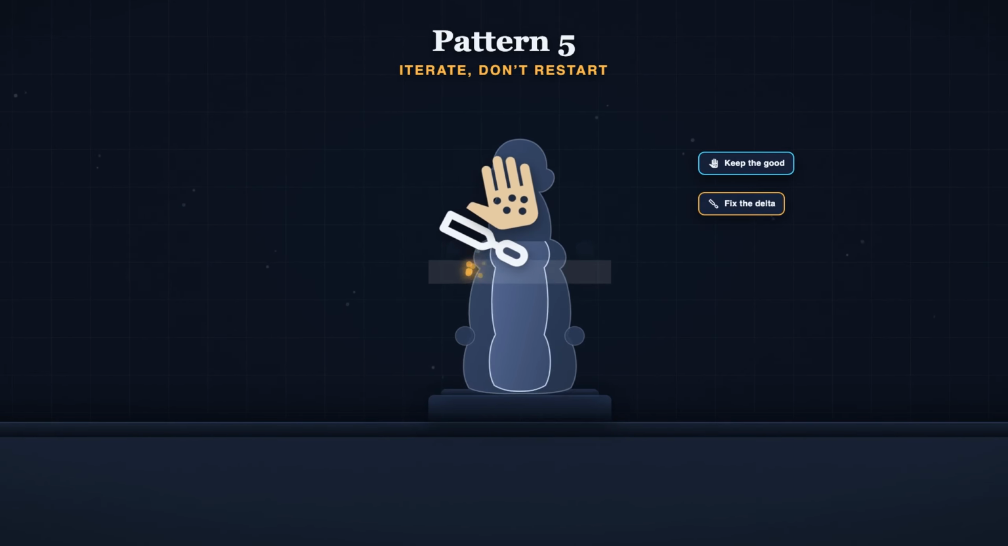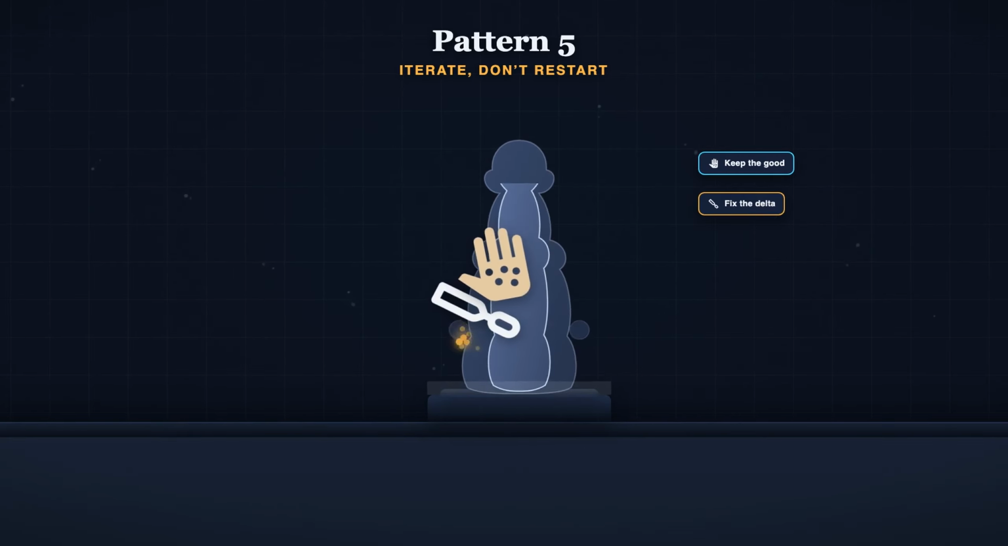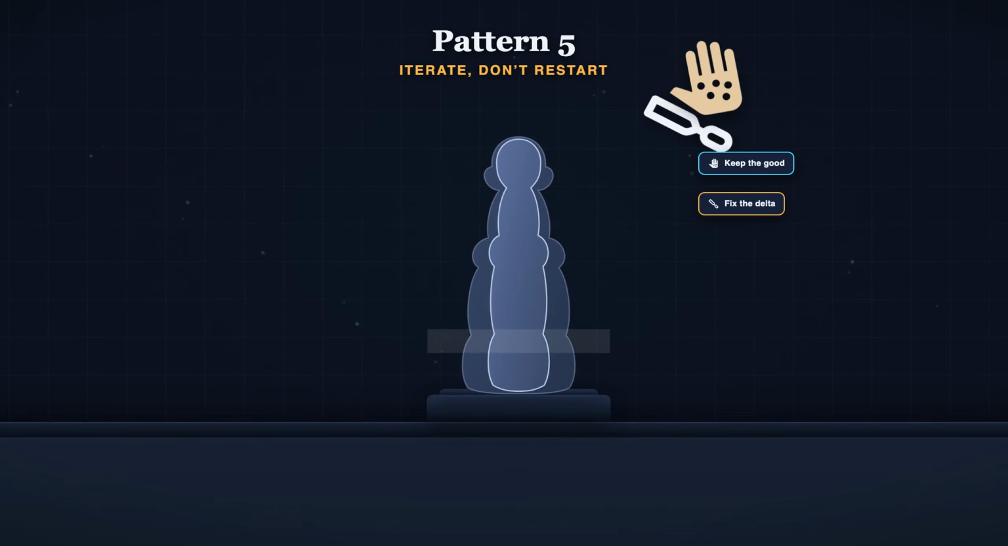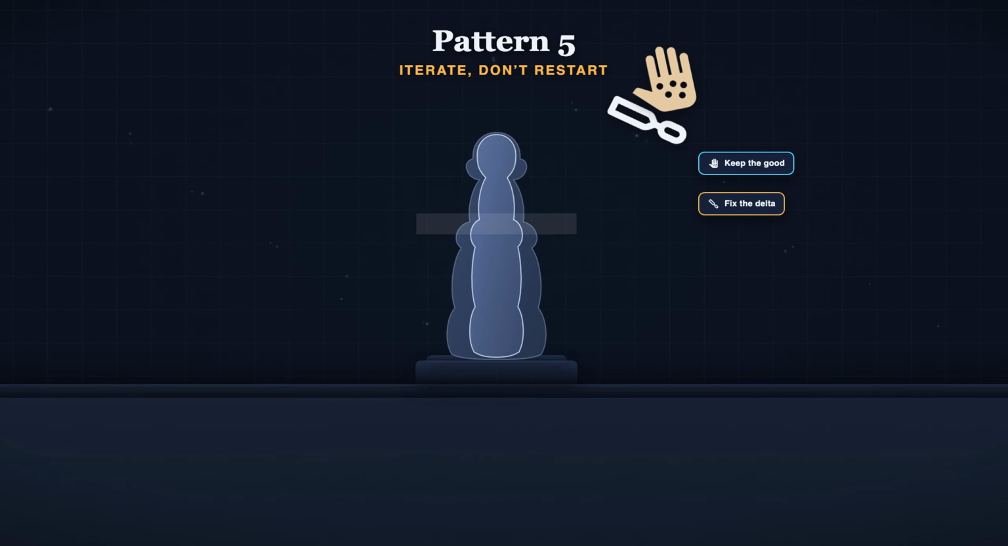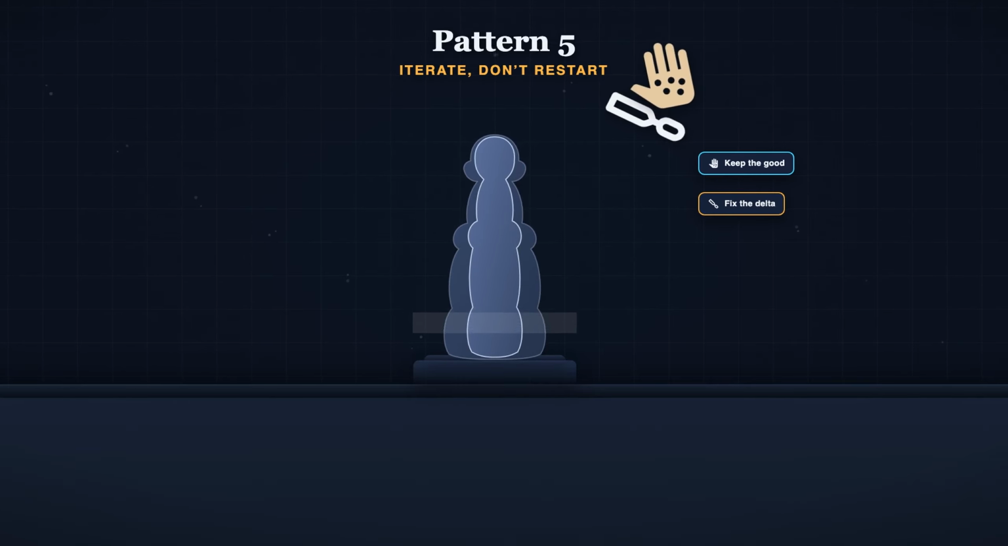Why does refining beat restarting? A fresh prompt rolls the dice again. You might lose the good parts you never mentioned because you assumed they were safe. Iterating holds the context that already worked and changes only the delta, the one piece that was off. Quality compounds instead of resetting to 0. Each turn builds on the last.